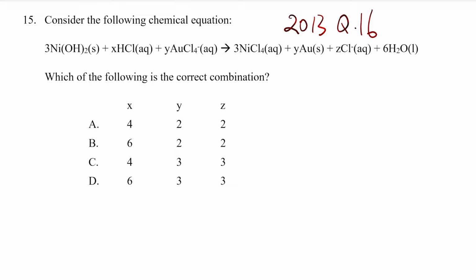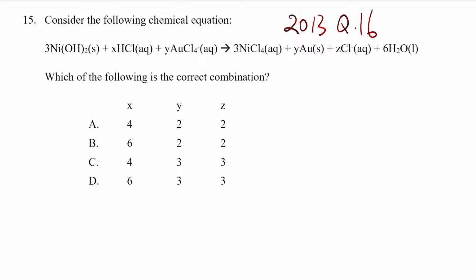Now, in that video, maybe I'll add the video link to the description. In that video, in 2013, question 16, we learned of three methods. The first method was to do the chemical half equations, so to sort out the half equations and then to find the overall equation. But for that, I think it's a bit complicated here. It's going to take you quite some time.